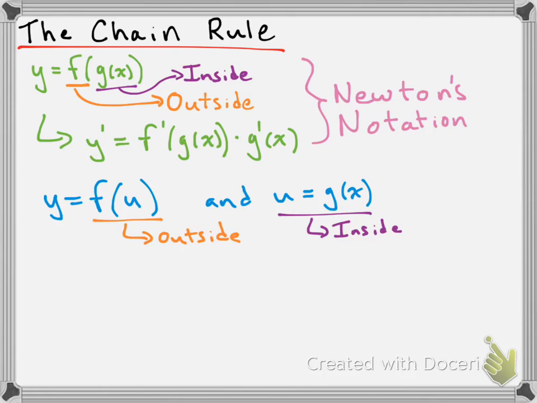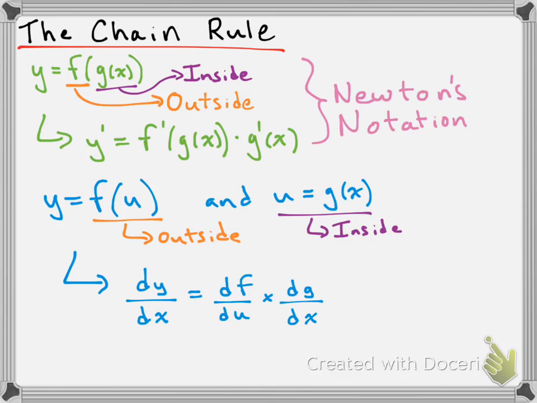But this will all work the same way as it did with Newton's notation. So let's suppose we want to take the derivative. Well, that's dy by dx in Leibniz notation. And the way that works is, we take the derivative of the outside function, but remember that the outside function in this case we write as a function of u. So the derivative of the outside function is df by du, and we're going to be multiplying that by the derivative of the inside function. Since the inside function is g of x, we have dg by dx. Okay, so this is how you write this out in Leibniz notation.